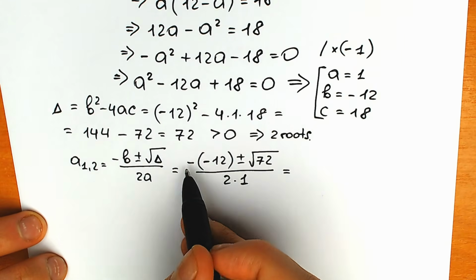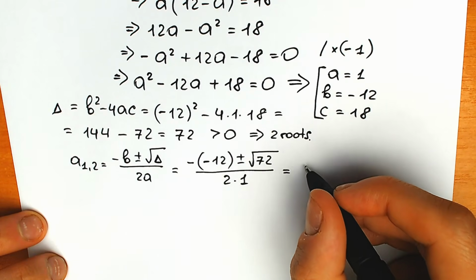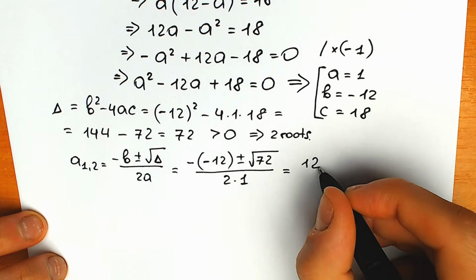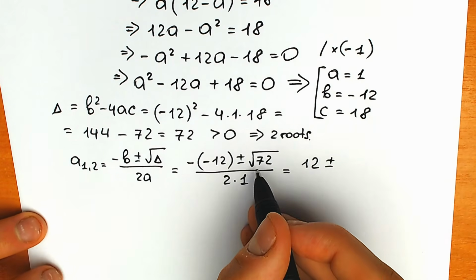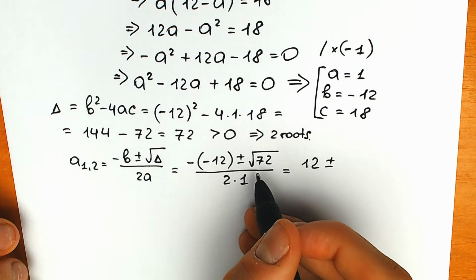Not like cancel, but negative times negative equals positive. This is a kid's rule, yeah? So we have 12 plus minus, and right now, square root of 72. How can we express this 72 as a product?